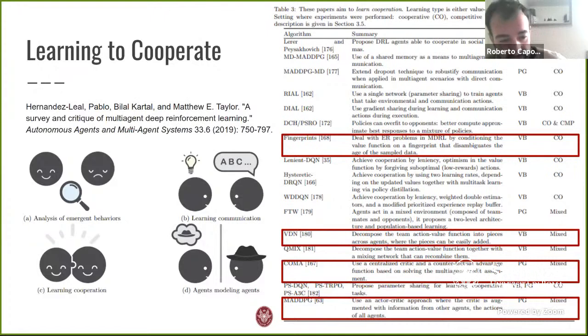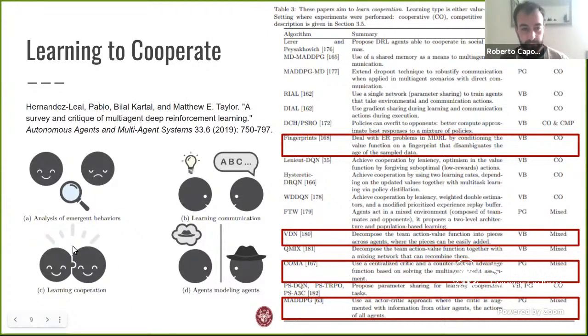We'll be focusing our presentation mostly on learning cooperation, because this includes also the mixed setting. We'll briefly talk about emergent behaviors and agents modeling agents, and learning communication will be arising in different papers that we'll touch in these other categories.